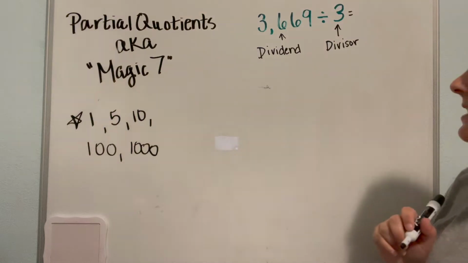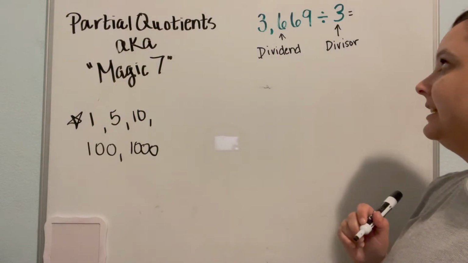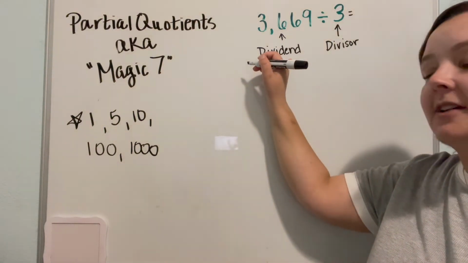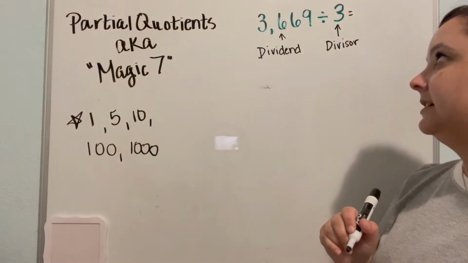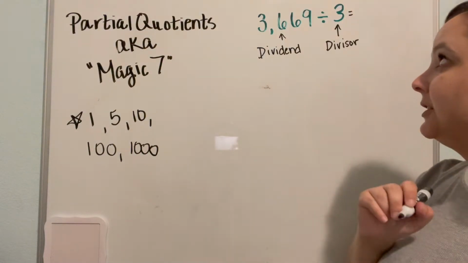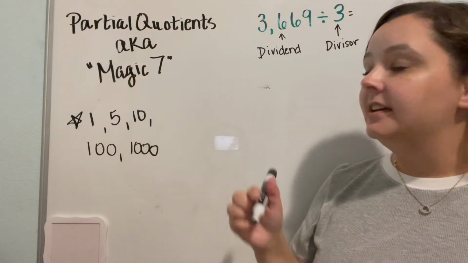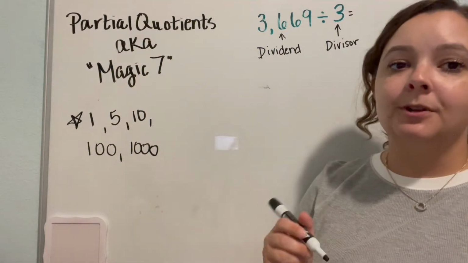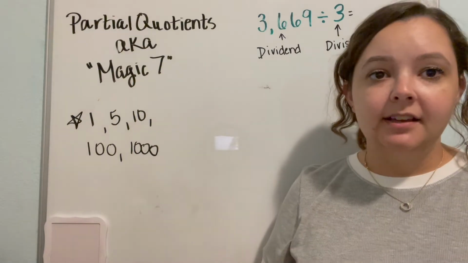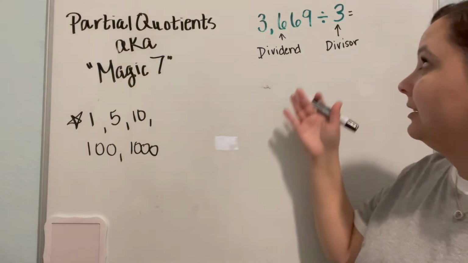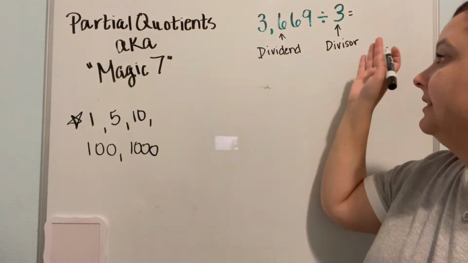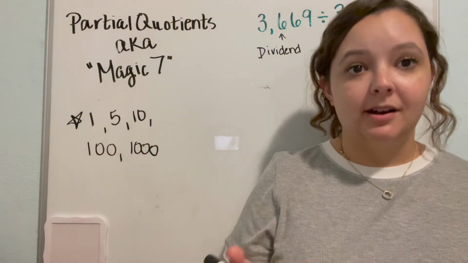So let's go ahead and take a look at our problem here. We have 3,669 divided by 3. I went ahead and labeled the parts of my equation so that I know what numbers I'm dealing with. My 3,669 is my dividend, which is the number that is going to be divided. And my 3 is the divisor, or the number that is doing the dividing.